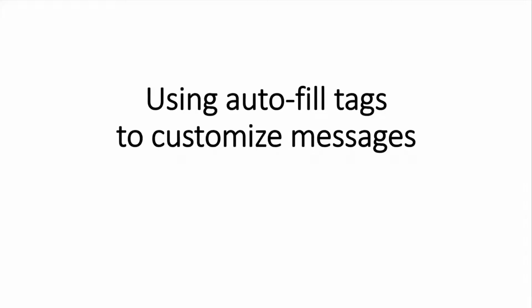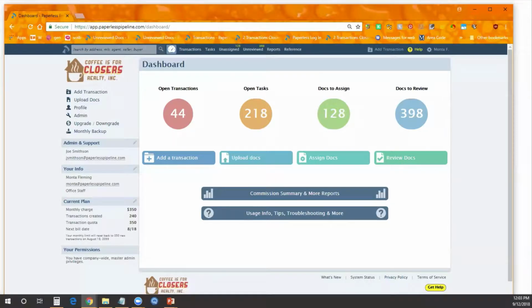Okay? So before we start a topic about autofill tags, or message tags as they're also called, we have to, of course, talk about message templates, because the autofill tags are used within the message templates. And there are two ways to create message templates in Pipeline. The first one is the most popular way. So let me hop over to Pipeline here. And that's to create a message when you're about to send it or add it to the transaction while you're on a transaction.